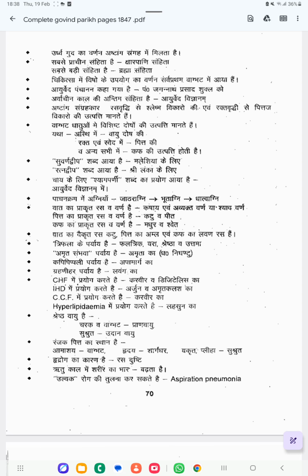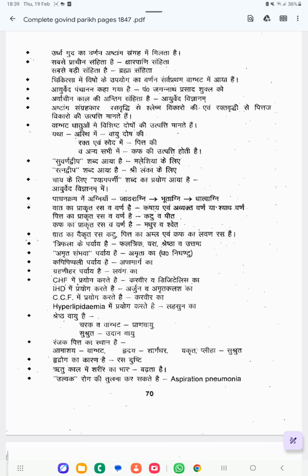Then Ayurveda Panchanana, that title is given to Jagannatha Prasada Shukla. Then Arvachina Kalaki Antima Samhita. So in modern times, the last Samhita, that is Ayurveda Vijnana.